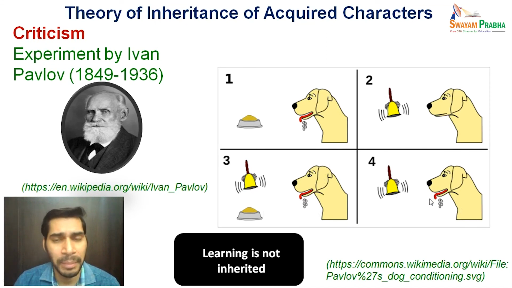But if you train the dogs for a few generations like this, the next generation that comes does not come already learnt or conditioned. So learning is not inherited. Learning which is acquired in one's lifetime is not inherited by the next generation. So that was again a drawback to Lamarck's theory of inheritance of acquired characters.